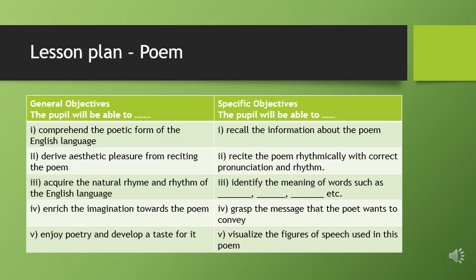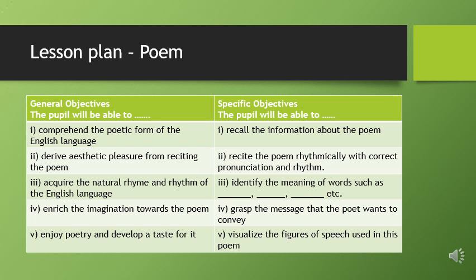In the general objective we have points like: comprehend the poetic form of the English language, derive aesthetic pleasure from reciting the poem, acquire the natural rhyme and rhythm of the English language, enrich the imagination towards the poem, enjoy poetry and develop a taste for it. There are plenty of objectives. You can choose your own objective for general as well as specific.